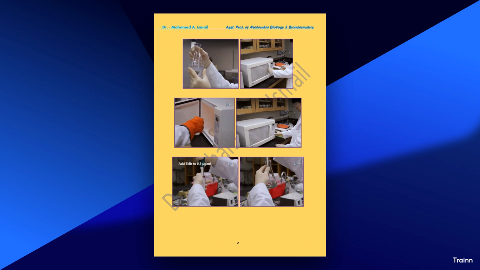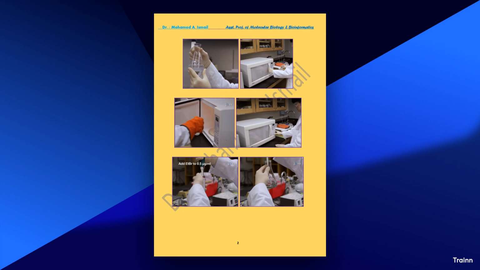5. Analysis. The DNA bands are compared against a DNA ladder, a mixture of known DNA sizes, to determine the sizes of the PCR products. This comparison helps confirm the presence of the target DNA sequence.